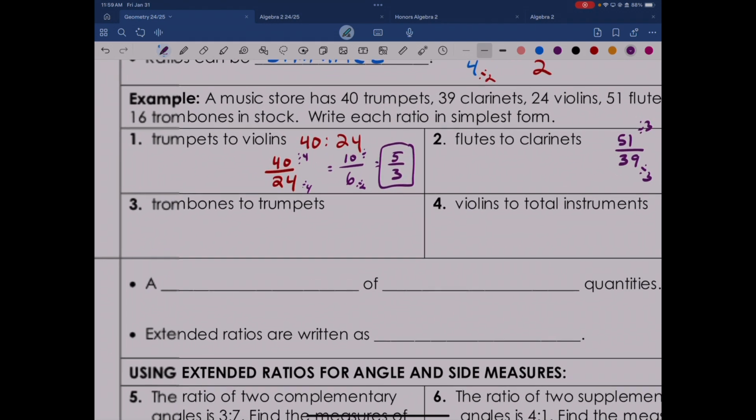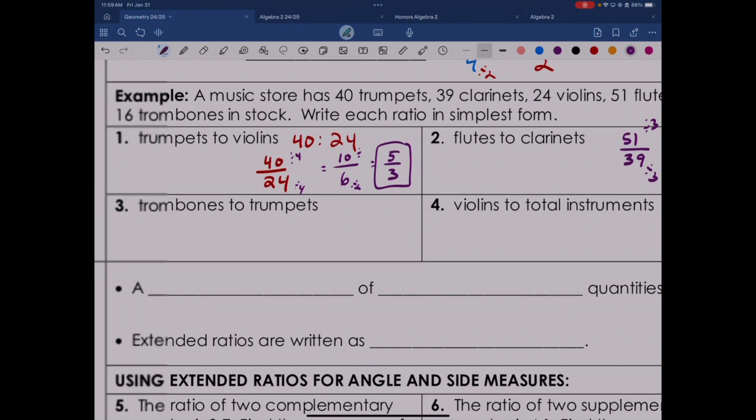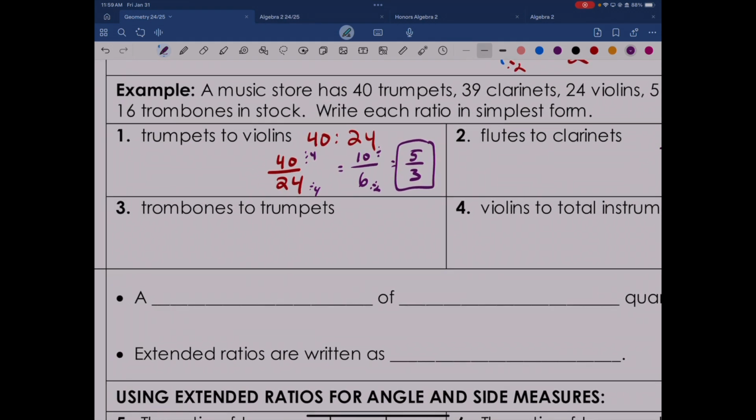Go ahead and give this one a try. Trombones to trumpets. I think I got them both so you can see them both. Trombones to trumpets. And then put it in reduced form.